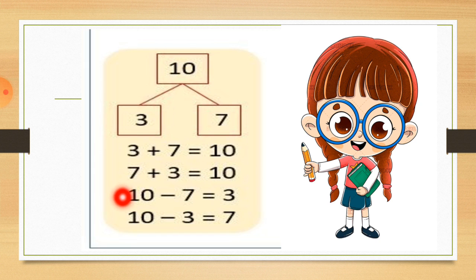Now let's take this 10 first. 10 minus 7. So here 10 minus 7 is equal to 3. So this family will be complete here. Now again I take 10 and 3. 10 minus 3. So here 10 minus 3 is equal to 7. So again the family is complete. This way we have to complete the family numbers, students.